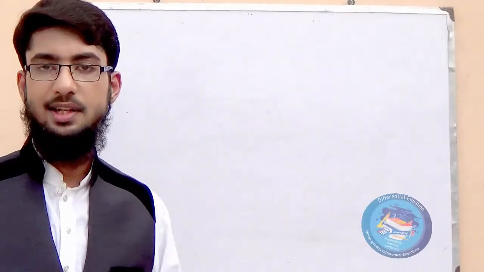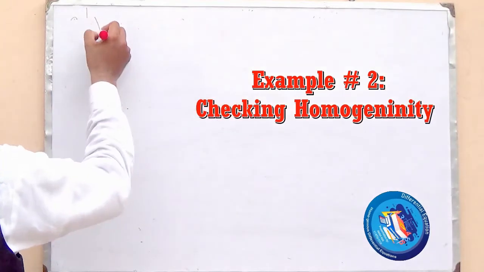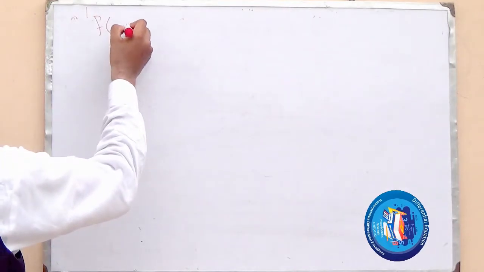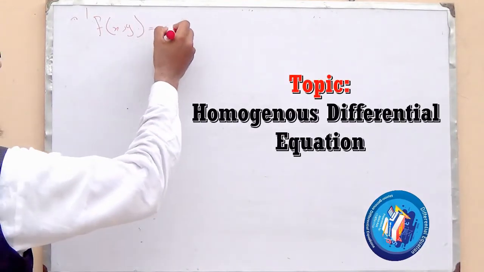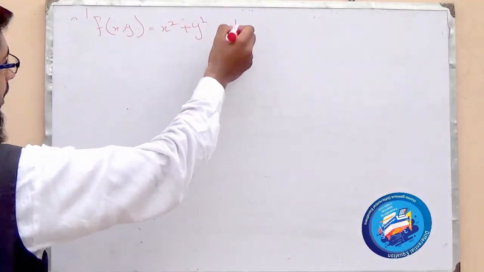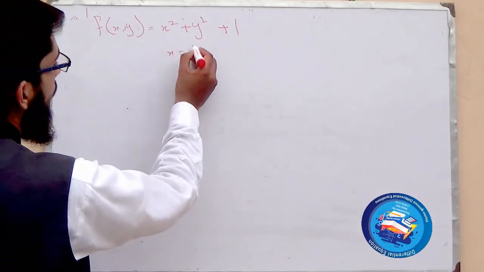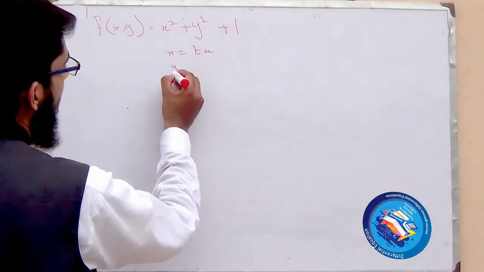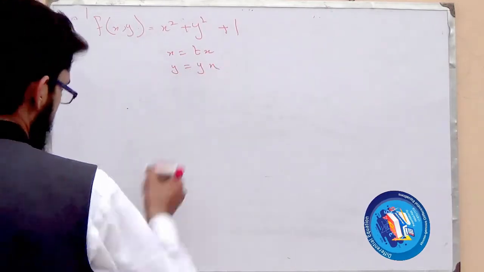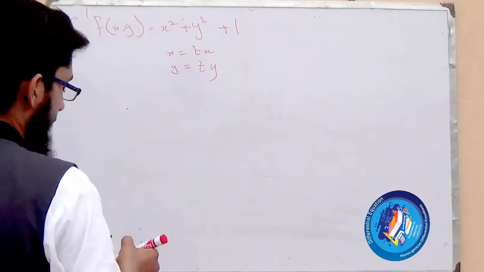So take another example to check the homogeneity of the equation. I am writing another example, f of xy is equal to x square plus y square plus 1. Again using the same formula, we will write x is equal to tx and y is equal to ty.